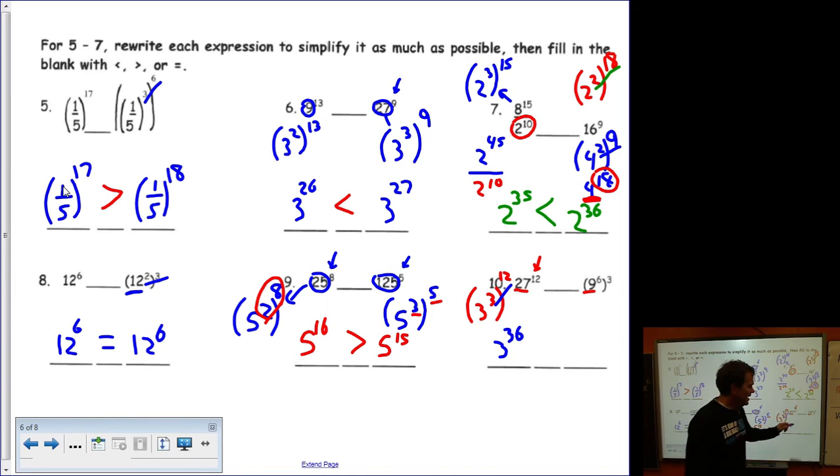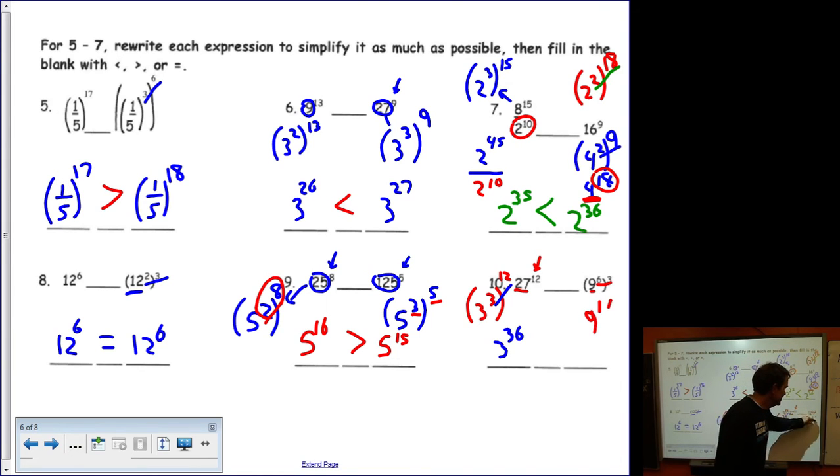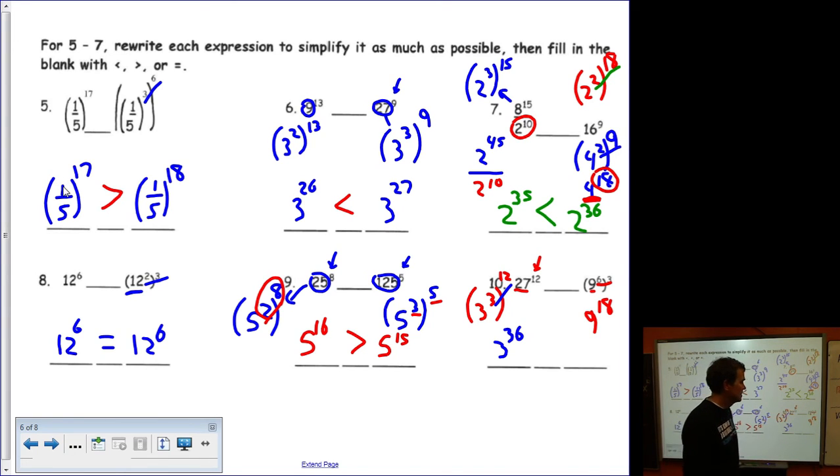On the right side, 9 is a perfect square. So 9 can be rewritten as 3. Wow. You know what? I wouldn't do that first. I guess the first thing I would do is I'd do the power to a power rule and get 9 to the 18th. This will save me work.